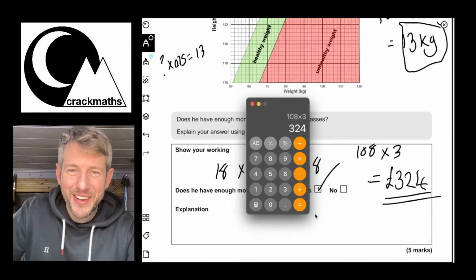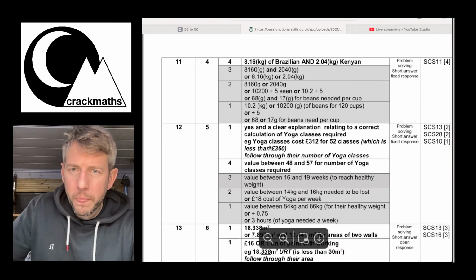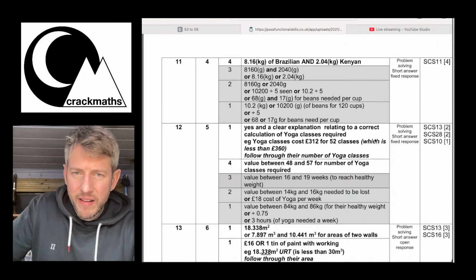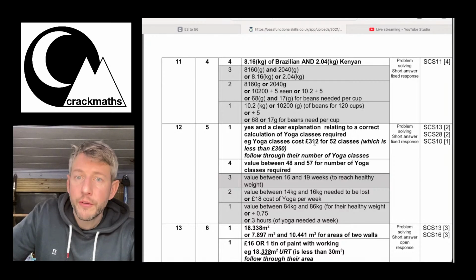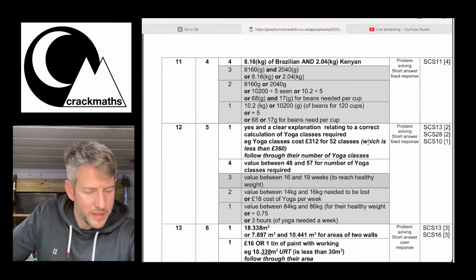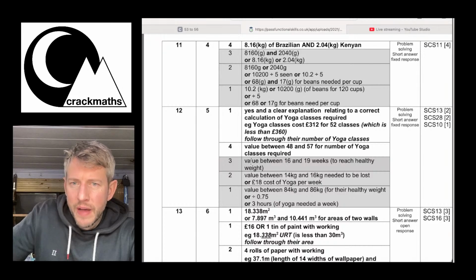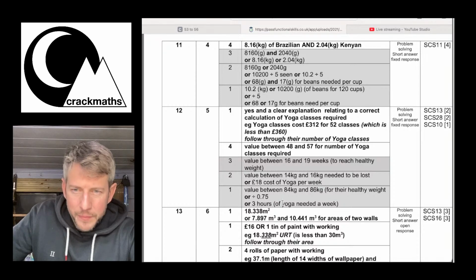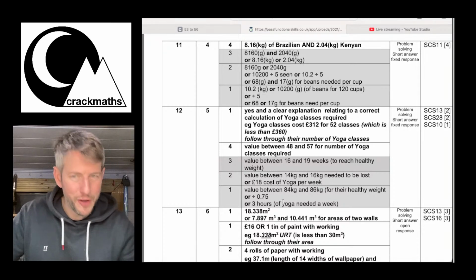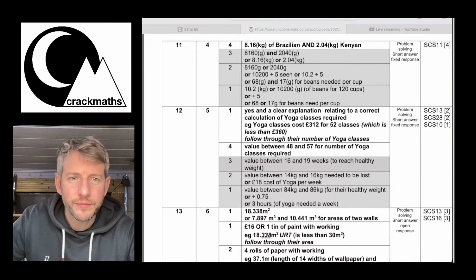Okay, I'm a bit nervous about this answer for this one. I feel like I've kind of gone convoluted. Yes, and a clear explanation relating to correct calculation. Yoga classes cost £312, okay? So I bought them 2 extra. There's leeway though because there's different things. Value between 16 and 19 weeks, fine. Yep. Okay, great. We'd have got all the marks. Perfect. Wonderful. Let us move on.